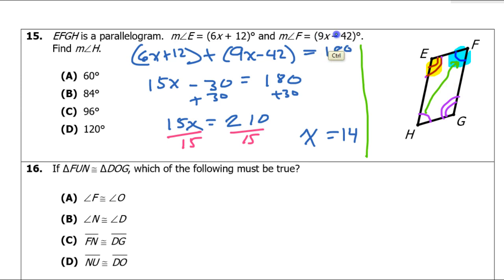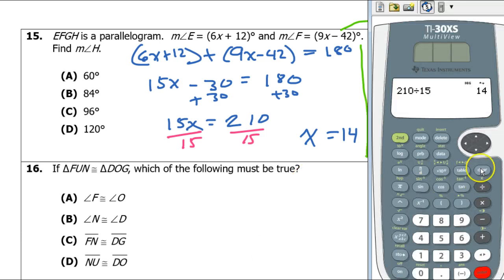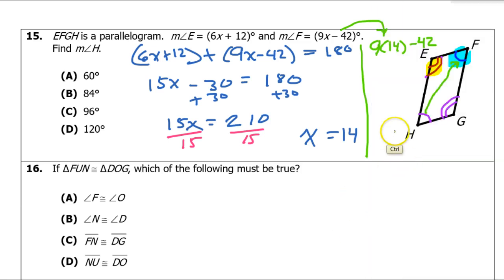Okay, so I'm going to use the expression for angle F. So 9x minus 42 becomes 9 times 14 minus 42. So that is 84. All right, so that means angle F and therefore angle H are 84 degrees. And the answer is B.